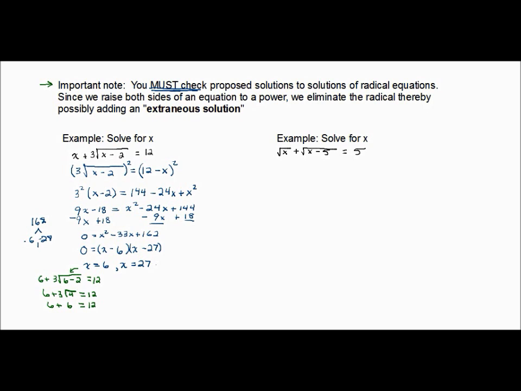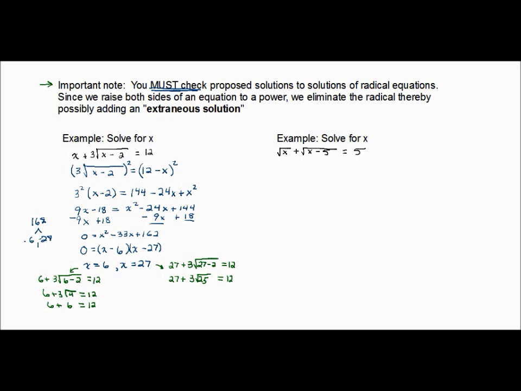How about the other one? Well, if we go back to our original equation, it should be the case that 27 added to 3 times the square root of 27 minus 2 should equal 12. Well, you can already see that this won't be the case, because 27 added to 3 times the square root of 25, which is 15, right? 3 times 5 is 15.